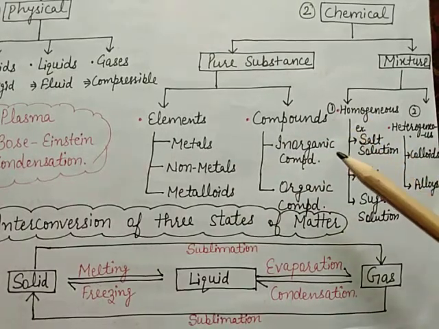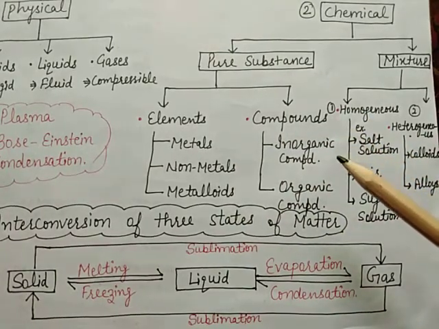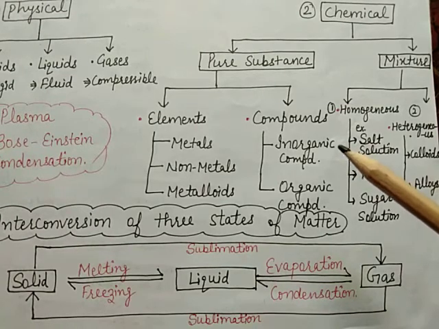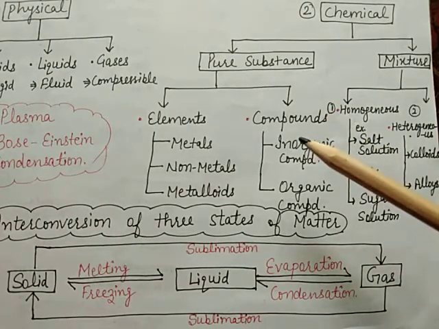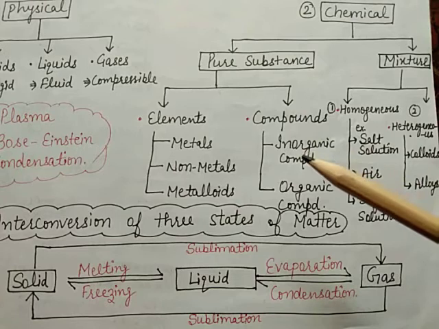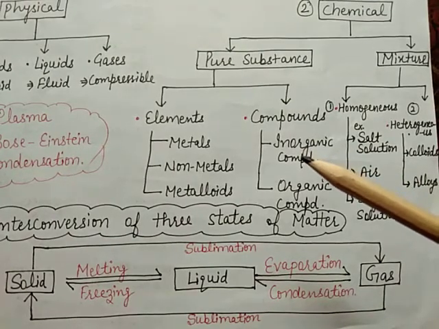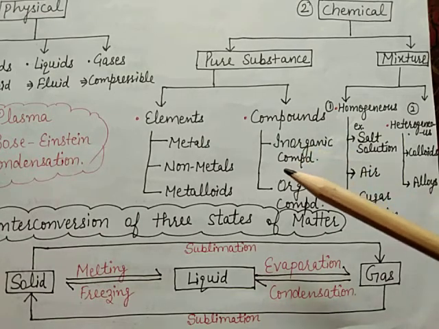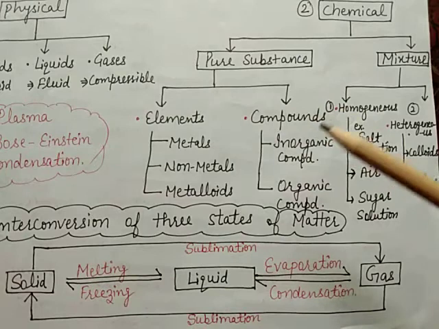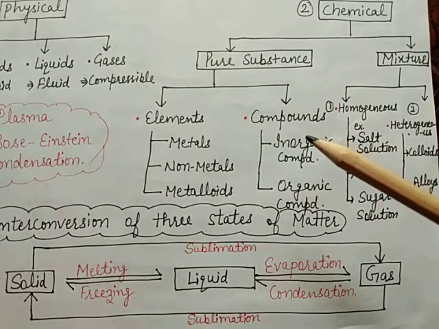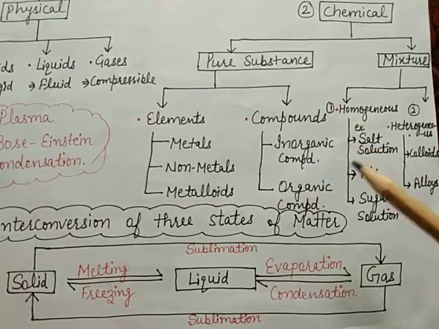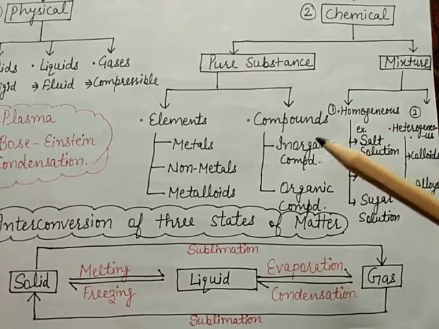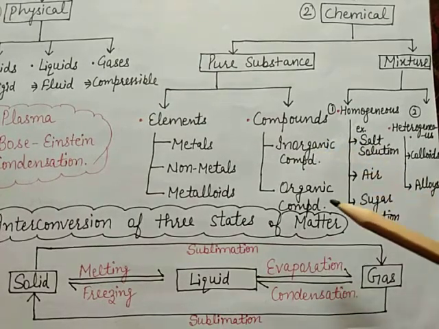Second is compound. Compound is formed by the combination of two or more atoms of different elements in a fixed ratio by mass. Means its ratio is fixed. Compounds are of two types: inorganic compounds and organic compounds.